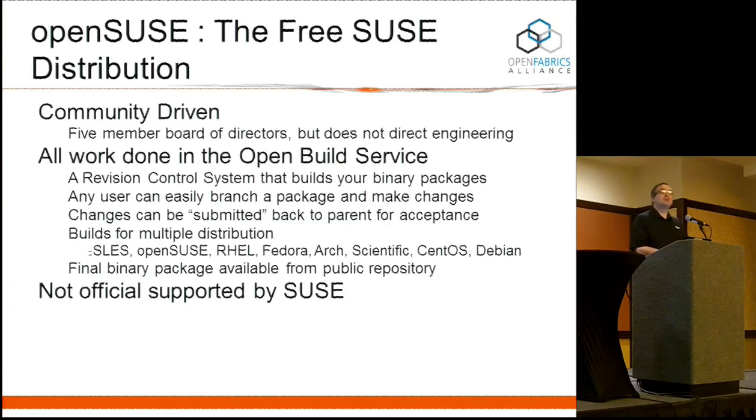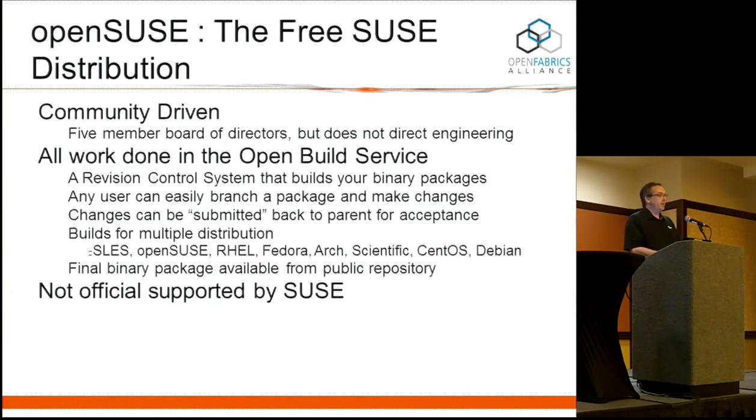But all of this work is done through something called the Open Build Service. This is a website. You can go to it, build.opensuse.org. What it is, basically, is a revision control system that builds your software for you, from source code to package, all in one nice, neat little chain. Anybody can take a package that's already out there and branch it, or create a new package for that matter. And I'm going to give you an example of that later on, specifically in regards to libfabric, the OFI working group initiative. Once you've made changes, you can submit them back to the parent for acceptance.